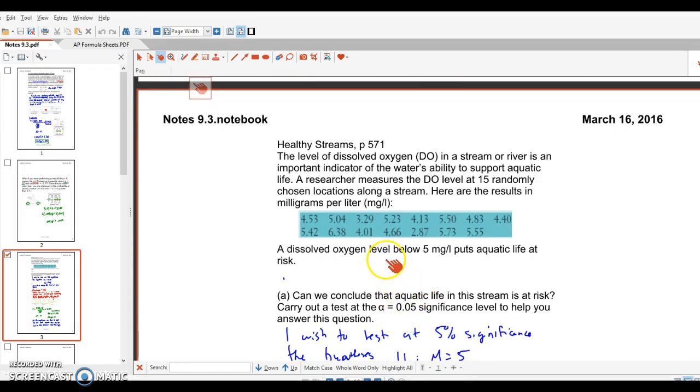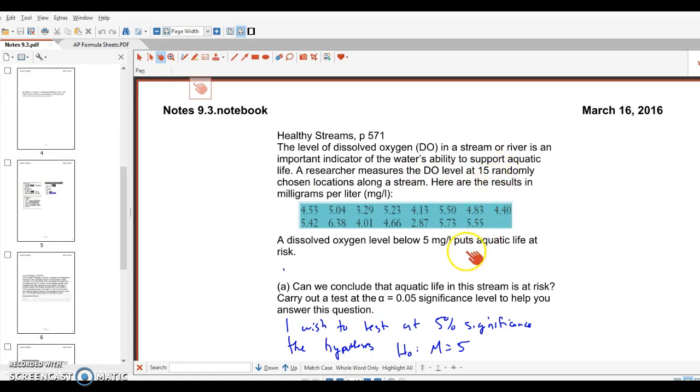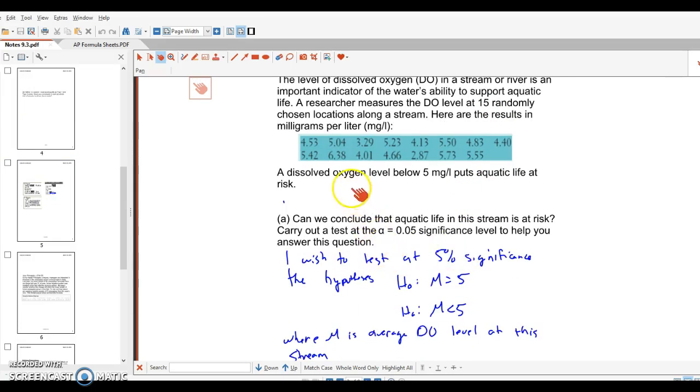Here's another example, healthy streams from page 571. You might want to pause the video here and type in those values into your calculator so you can follow along with making the graph that you need, and in a minute doing the calculator practice. Okay, so we're trying to measure the level of dissolved oxygen in a stream or river. The researcher measures the levels at 15 randomly chosen locations along the stream, given in milligrams per liter. Can we conclude that aquatic life in this stream is at risk at the 5% level?